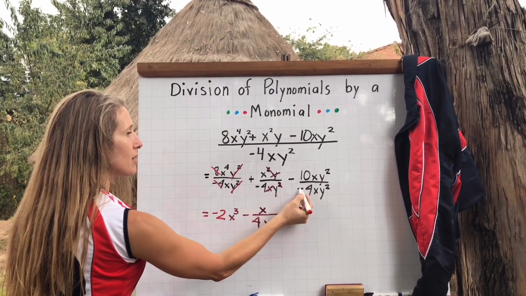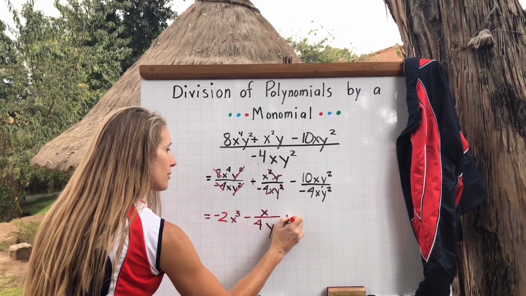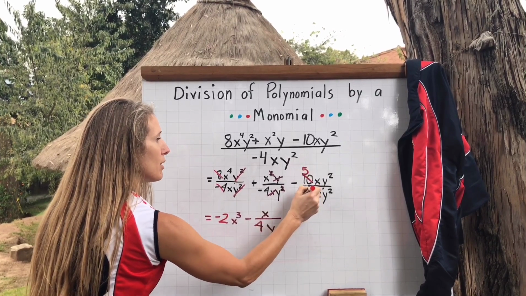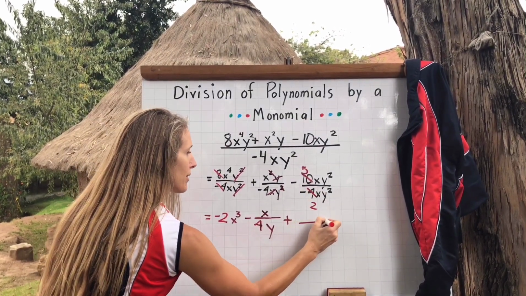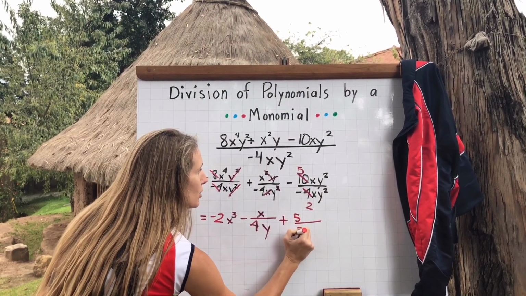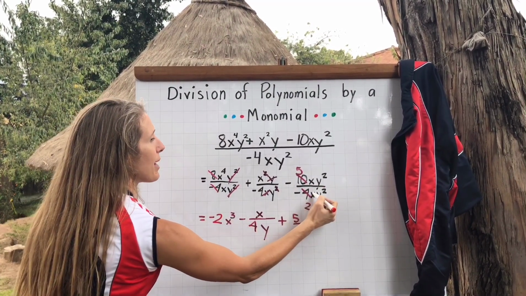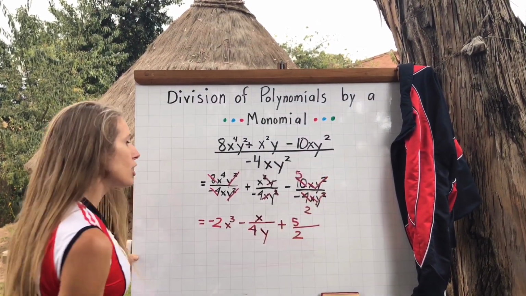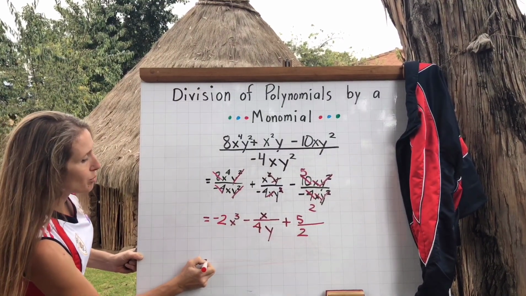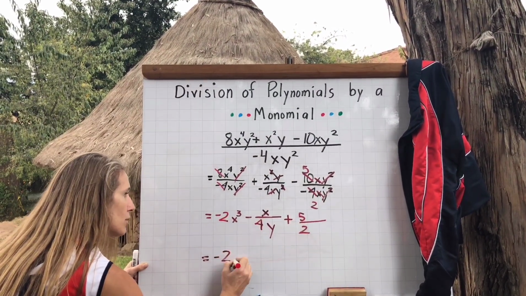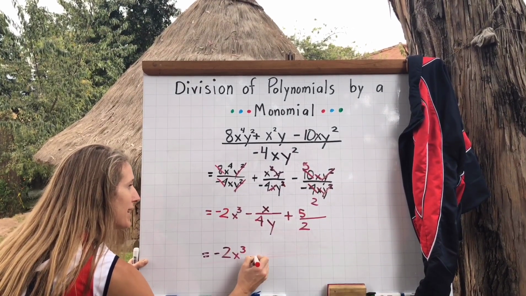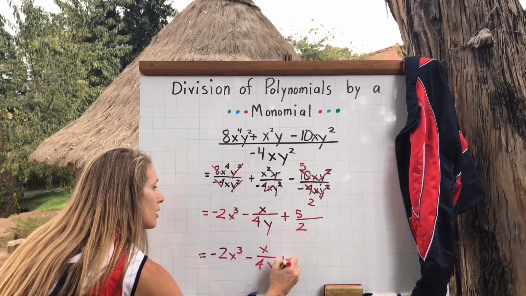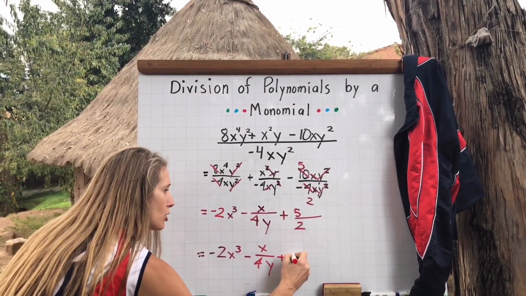Then we have a negative divided by a negative. That would become a positive. We have 10 and 4. Both can be divided by 2. So we have 5 and 2. So we write that here. 5 and 2. Then we have x divided by x. That would be 1. Y squared divided by y squared. That would be 1. So further simplifying this, we would just rewrite it. We have negative 2 x cubed minus x over 4y plus 5 halves, which would be, as a decimal, 2.5.